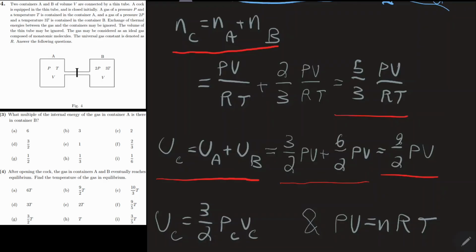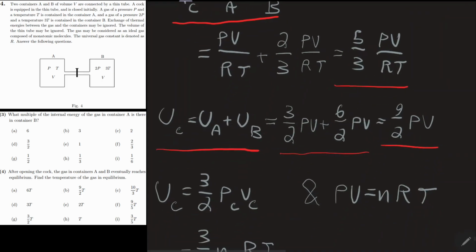So we have that the total energy is equal to 9 over 2 PV. But what we can also do is calculate a bit differently. We can go back to the original energy of a gas equation, or internal energy, which equals 3 over 2 times the pressure of the gas times the volume of the gas. So for the combined gas, the energy is equal to 3 over 2 times the combined pressure times the combined volume. And of course, remember that PV is just equal to nRT from the ideal gas law. So we can replace PV here with nRT.